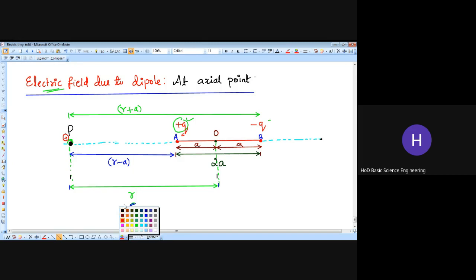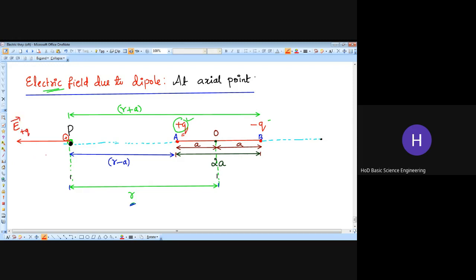You know, electric field is always from positive to negative. Or if there are similar charges, it will be from larger charge to smaller charge. The direction of electric field is from larger charge to smaller charge. Therefore, here plus Q is larger compared to this unit test charge. Therefore, electric field at P due to this plus Q will be along this direction. So, this is the direction of electric field due to plus Q.